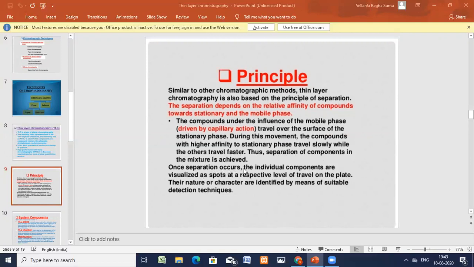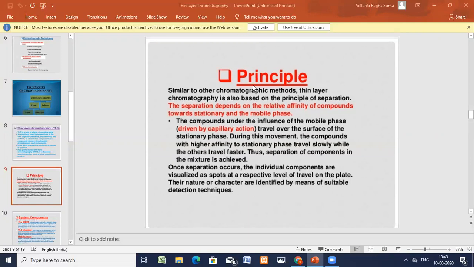Once the separation occurs, the individual components are visualized as spots at their respective levels of travel on the plate. Their nature and character are identified by means of suitable detection techniques.